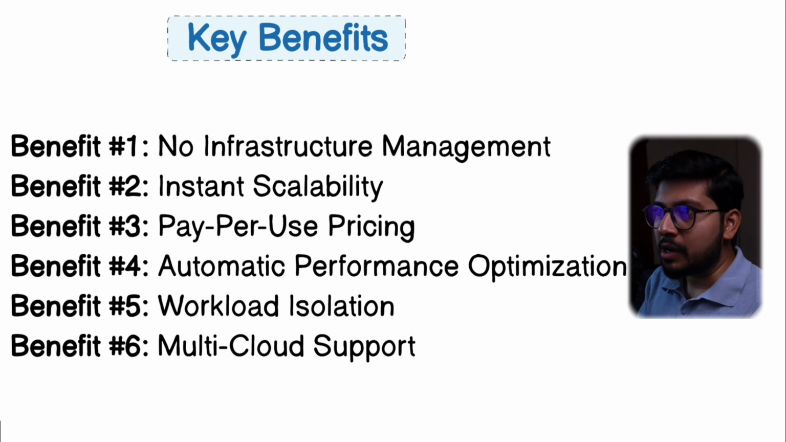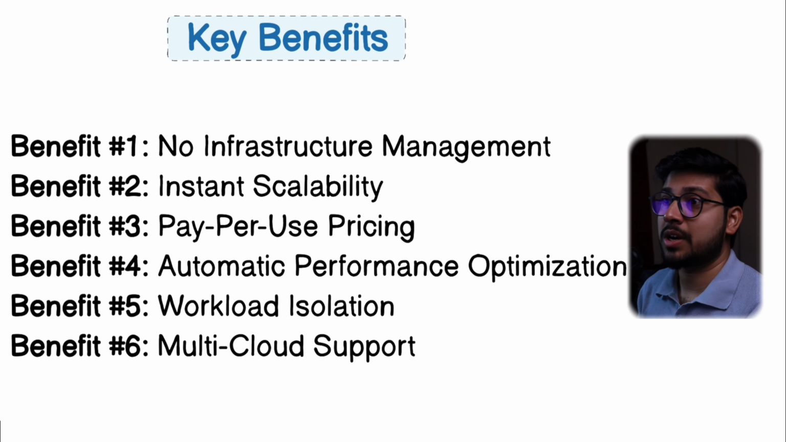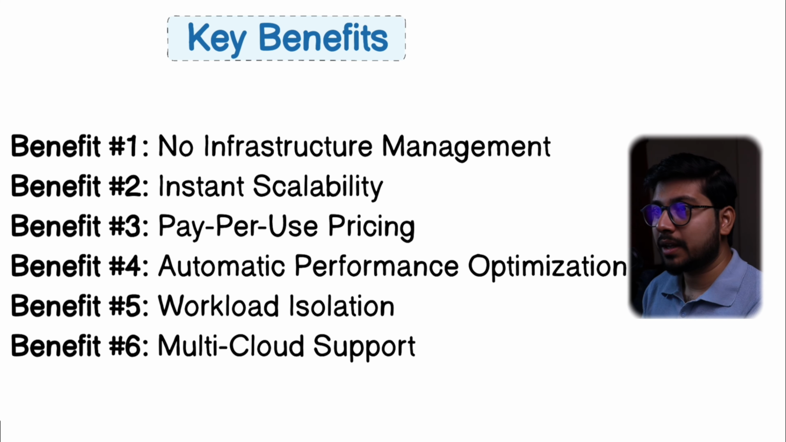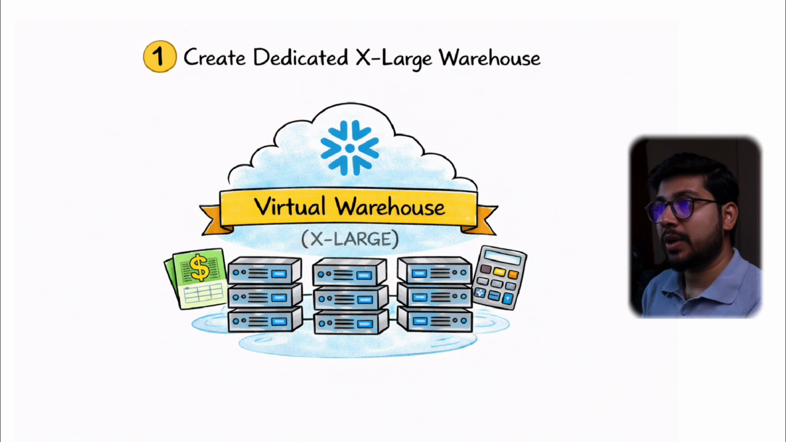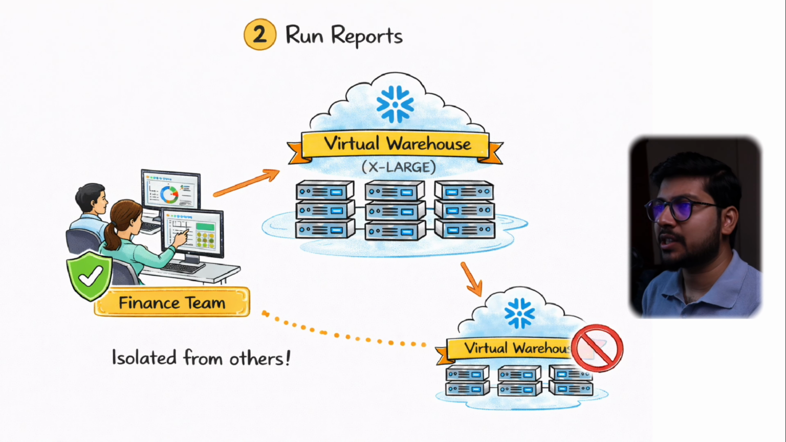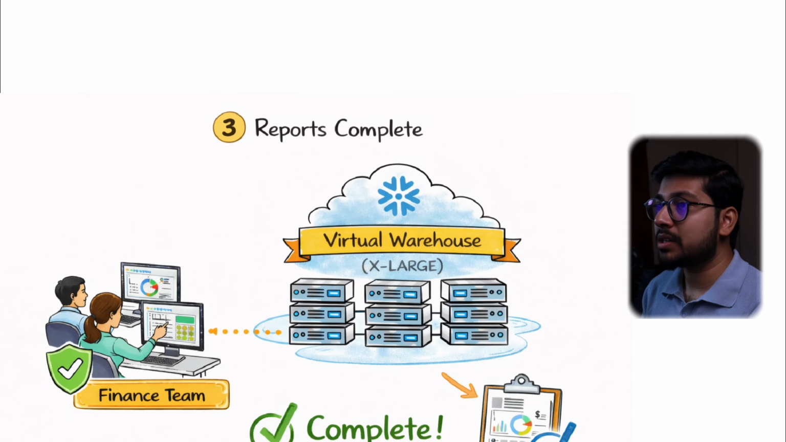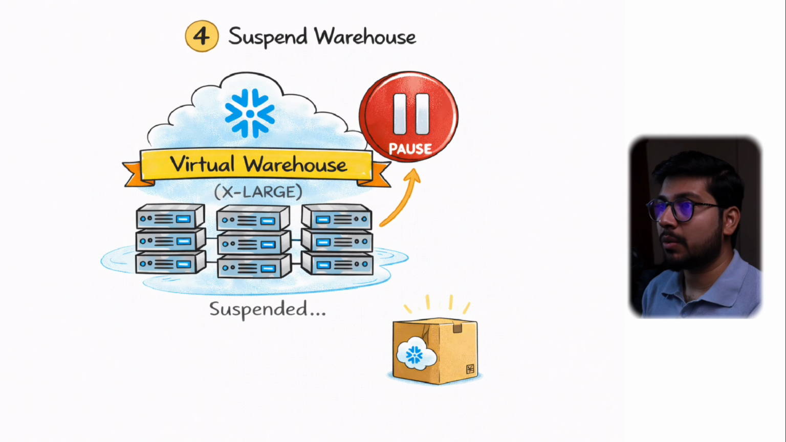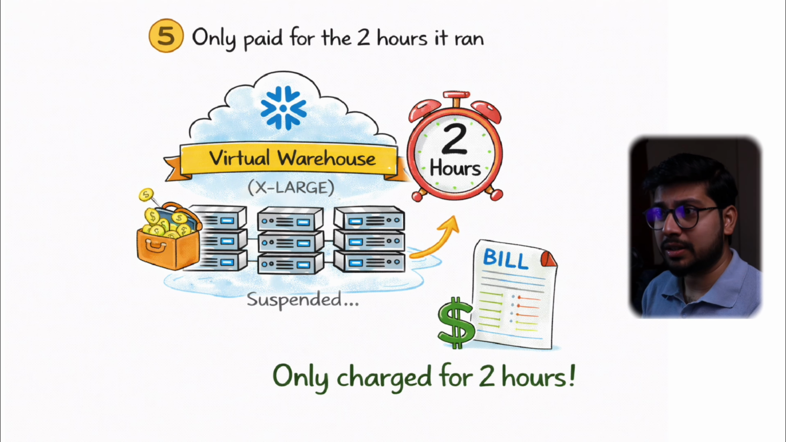Now let me give you a real world scenario. Let's consider it's month end. Your finance team needs to run a massive report. Normally this would slow down everyone else. With Snowflake, you create a dedicated extra large warehouse for finance. They will run their reports on this and it will be totally isolated from everyone else. Once the report is completed, they will suspend the warehouse. Let's say we have used it for 2 hours, right? Then you are going to pay only for 2 hours.